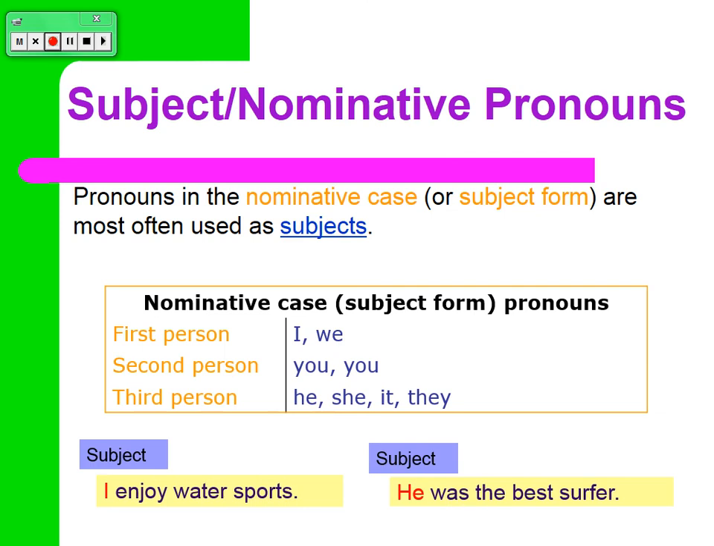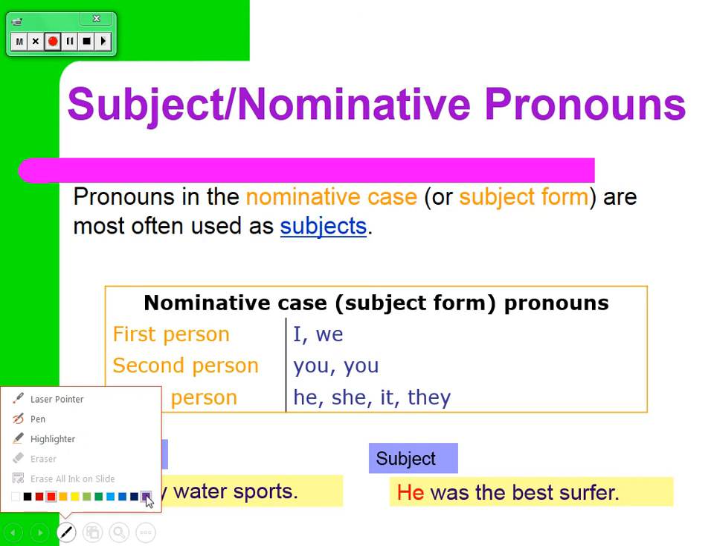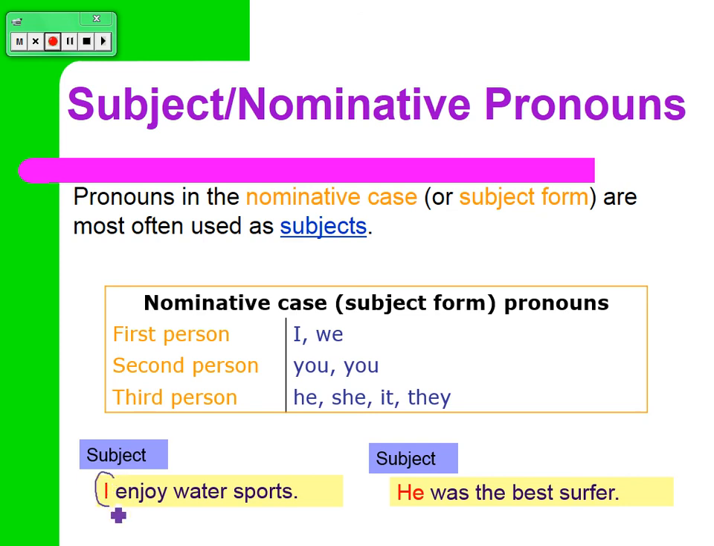Okay, so in this situation, the subject is I. Who does the enjoying? I do. Okay, I enjoy water sports. And the same goes for this sentence. He was the best surfer. Who was the best surfer? He was. So you will notice that I is taking the place of somebody's name. He is taking the place of somebody's name. That's what makes it a pronoun. They're taking the place of other nouns that were used as subjects.